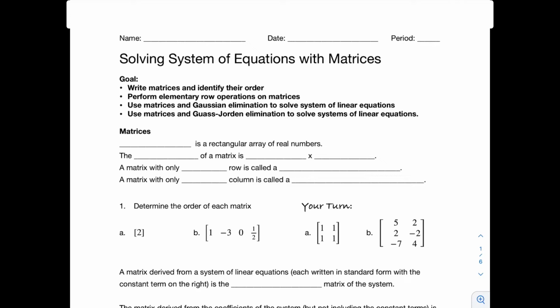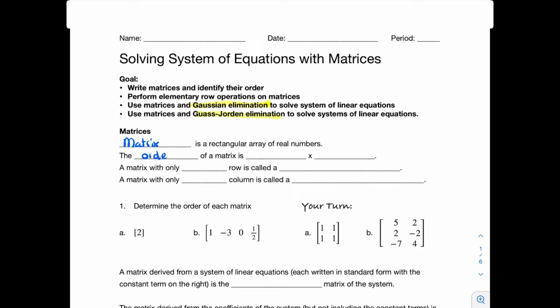Okay, we're going to look at solving systems of equations with matrices. And so we're going to look at two main methods, the Gaussian Elimination and the Gauss-Jordan Elimination method. But before we can do this, we need to review what matrices are. So a matrix is a rectangular array of real numbers.